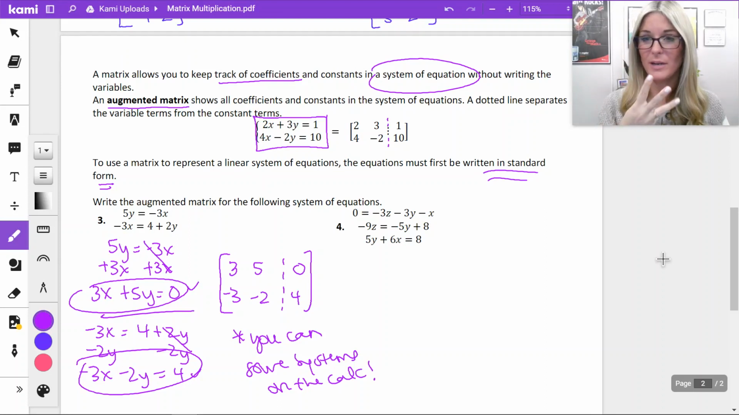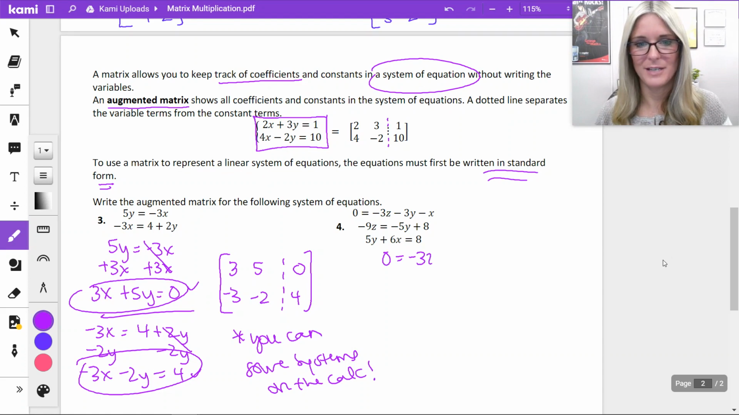Number 4 is 3 equations, 3 variables. We have x, y, and z. We want to do the same thing, move all of our variable terms to the left side, and we do want them in alphabetical order, x, y, and z. Constants on the right. The top equation is not set up. I could just flip it over pretty much. So if I add 3z, if I add 3y, if I add x all to the other side of my equal sign, we would have my x first plus 3y plus 3z equaled 0.